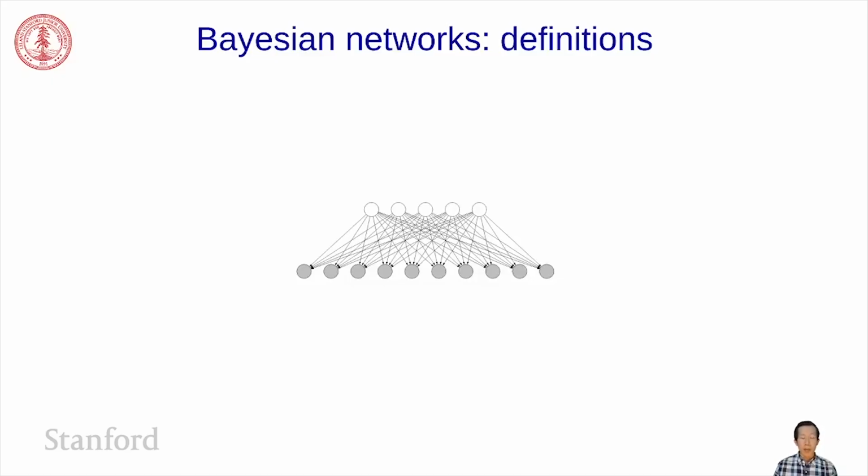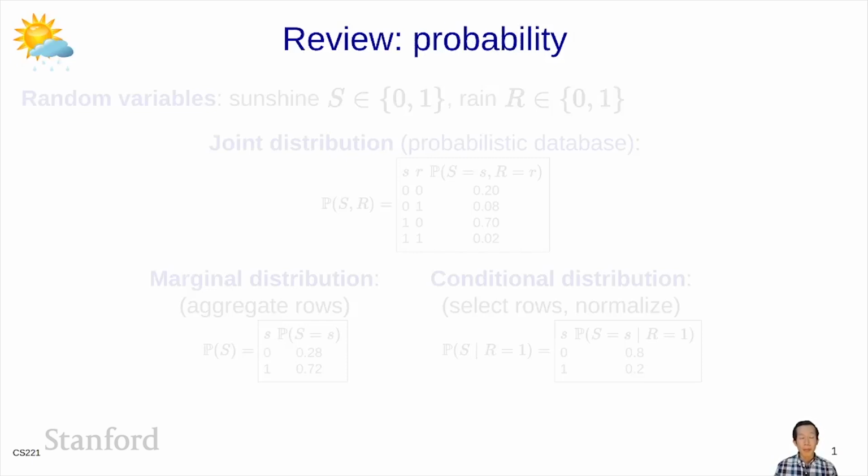Hi, in this module, I'm going to present the formal definition of Bayesian networks, give a few examples, and then talk about a really interesting property called explaining away. So before we begin, I want to review some basic probability.